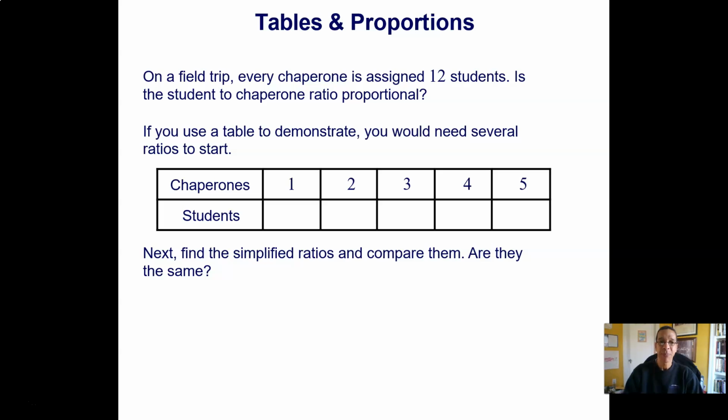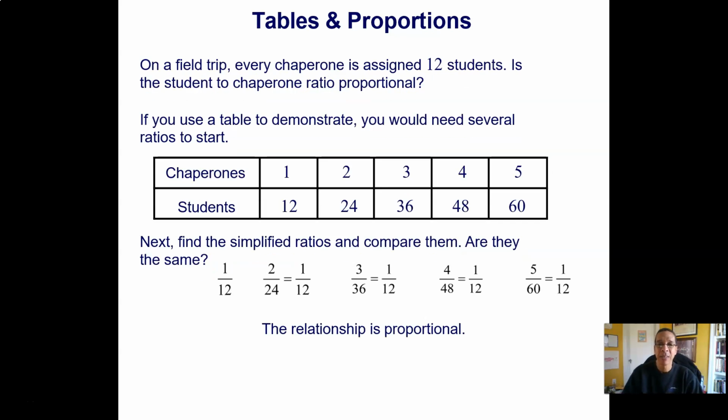So on a field trip, every chaperone is assigned 12 students, so that's 1 to 12. Is the student to the chaperone ratio proportional? So let's check it out. So chaperones 1, students 12, we would put that in the bottom box there. And then 2, that would be 24, 3, 36, 4, 48, 5, and 60. All right, so let's check it out and let's see what we come up with.